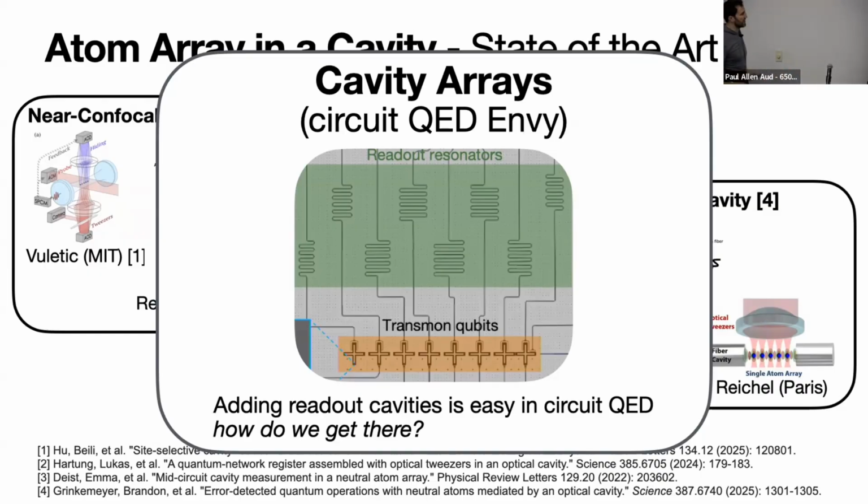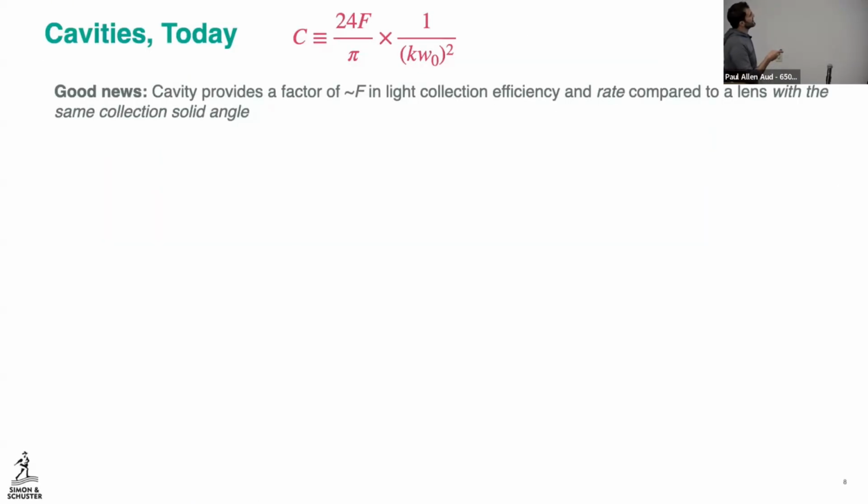And so we've been struggling to find a way to leverage optical cavities to do things in parallel and do things better than circuits. He's trying to put himself out of business. So this is a collaboration with his group. So let's hop in. Cavities give us a factor of finesse enhancement in light collection efficiency compared to a lens that subtends the same solid angle. I think of this expression as saying, this is the solid angle subtended by my cavity mode. The cooperativity is just that solid angle times the finesse.